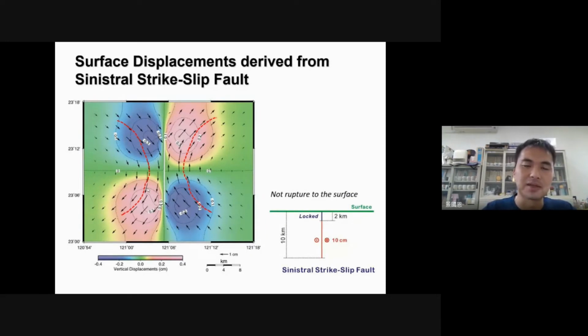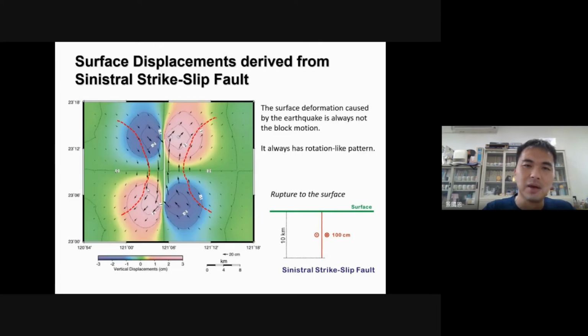And this is the strike slip fault. This is the left lateral strike slip fault when the fault plane doesn't reach the surface. And once it reaches the surface, then the pattern will look like this. Okay, so the case of strike slip fault is much easier.